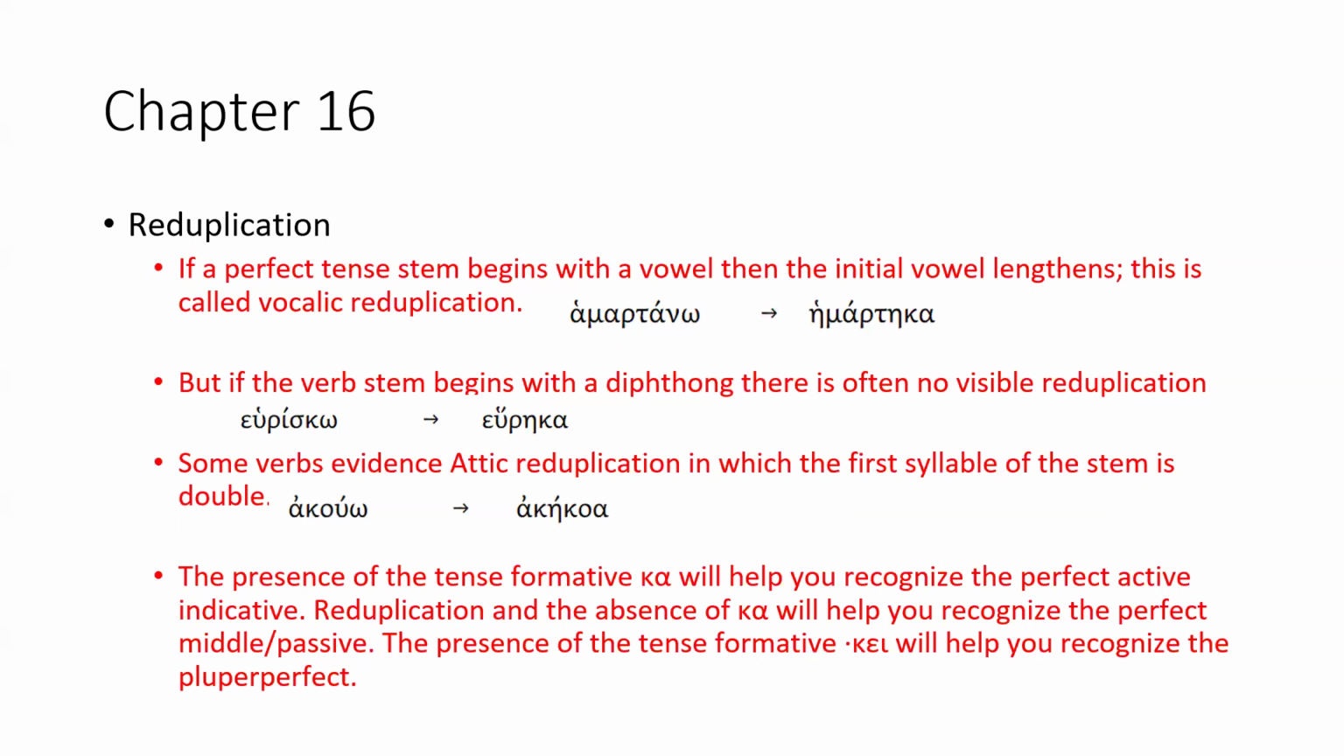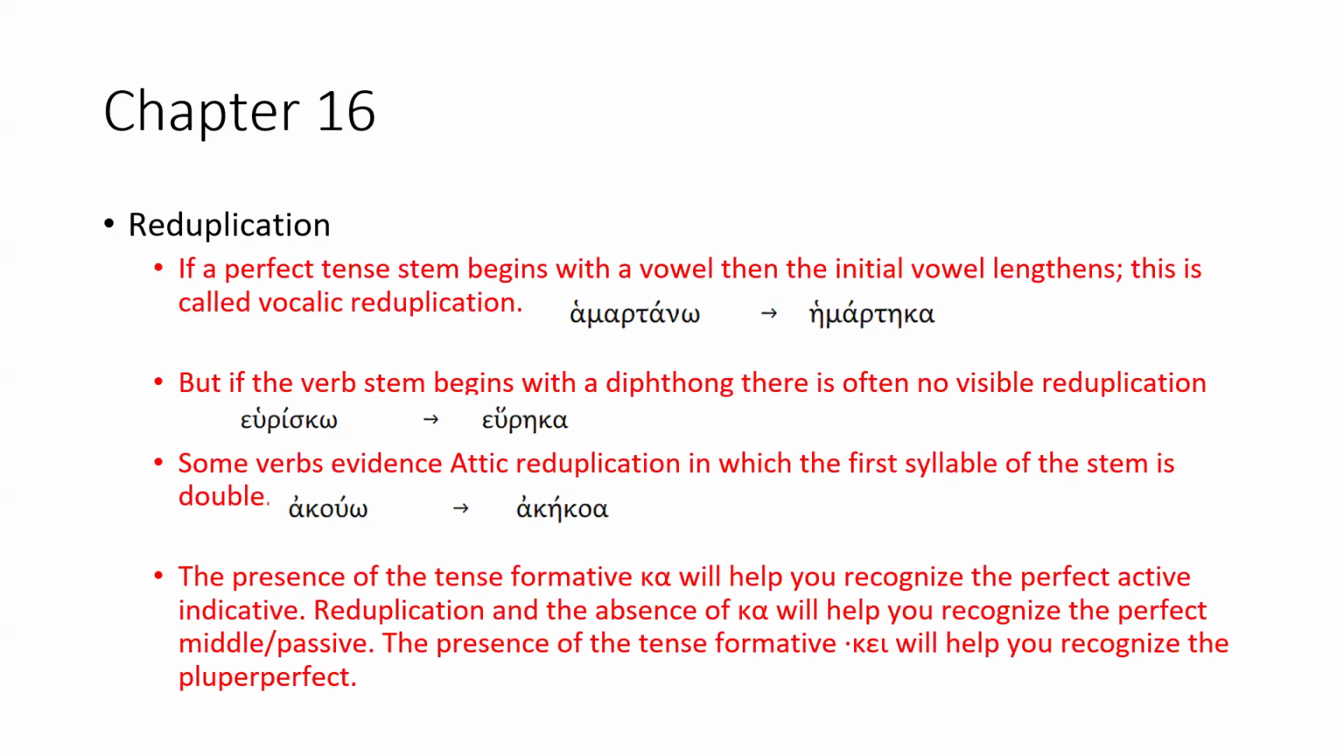The presence of the tense formative ka, kappa alpha, will help you recognize the perfect active indicative. Reduplication in the absence of ka, kappa alpha, will help you recognize the perfect middle passive. The presence of the tense formative k will help you recognize the pluperfect. So this is really key for recognizing the forms. You don't need to memorize all these reduplication patterns, but you do need to understand them so that you can recognize reduplication.